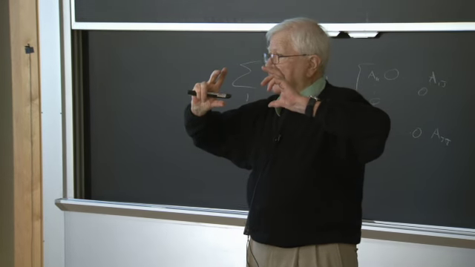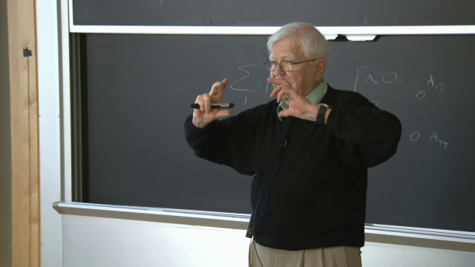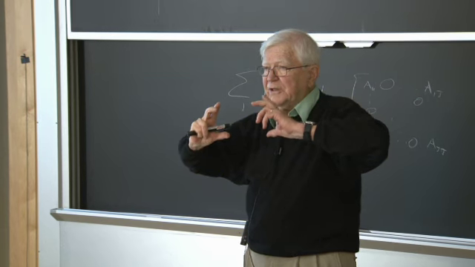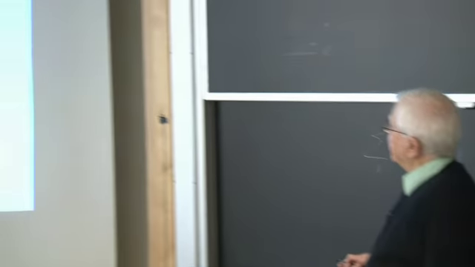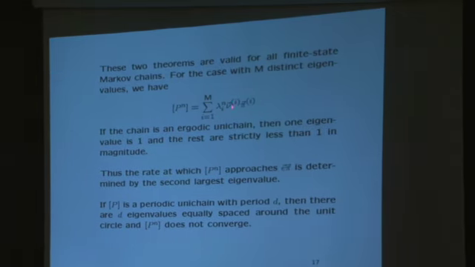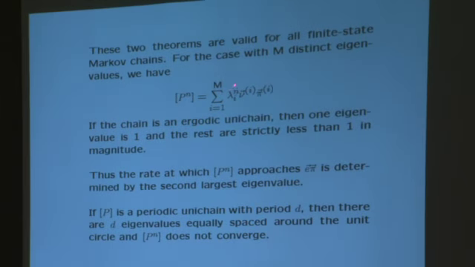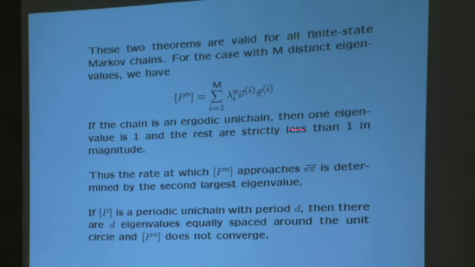Okay, I don't know what that matrix is. But it's a matrix. It's a fixed matrix, independent of n. And the only thing that's varying with n is these eigenvalues. These quantities are less than or equal to 1. So if the chain is an ergodic unit chain, we've already seen that one eigenvalue is 1, and the rest of the eigenvalues are strictly less than 1 in magnitude. We saw that by showing that for an ergodic unit chain, p to the n converged.